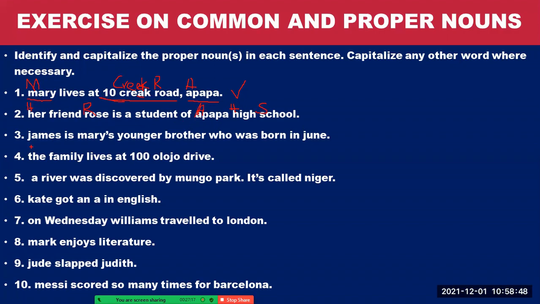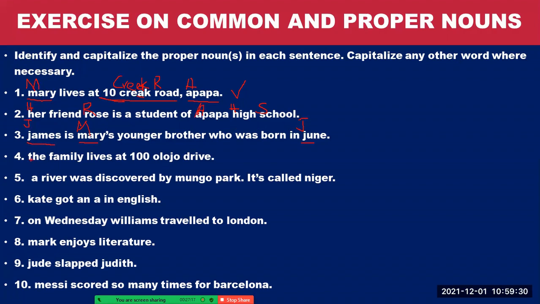Question number 3, James is Mary's younger brother who was born in June. Now, James is the name of a particular person, so it is a proper noun, James. Mary's, because it's the name of a particular person, so it has to take the capital letter M. Younger brother who was born in June. June is also a capital letter because it's the name of a particular month.